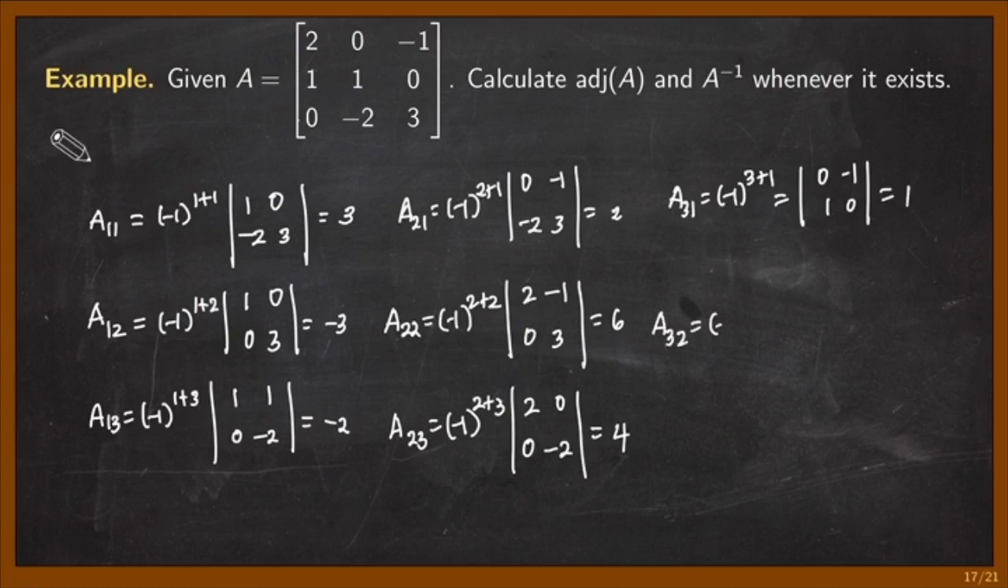A3, 2. Alright. A3, 2. What's A3, 2? Negative 1 raised to 3 plus 2. Sorry. Times. I made a mistake over here. This is times the determinant. You eliminate this, you get 2 minus 1, 1, 0. So the determinant is 1 times negative 1, that's negative 1.